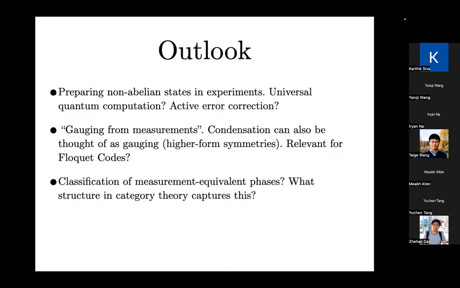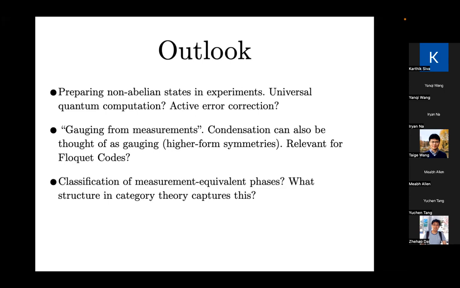And as an outlook, it would be interesting to prepare non-abelian states as an experiment, of course, that's very exciting. One thing I still want to think about is after you prepare such a state, how do you do universal quantum computation, or how do you do active error correction once you prepare that state?